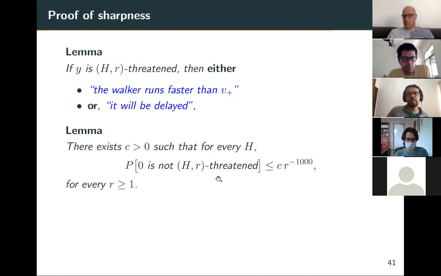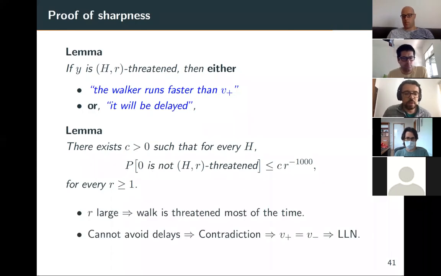So the first lemma just says that if you are threatened, then either you run faster than V plus or you're going to get delayed. The second one really shows that the density of these threatened points is very high, because the probability of not being threatened decays very fast in R. And what's important here is that this is uniform in the size of the small intervals H. So how do we conclude from here?